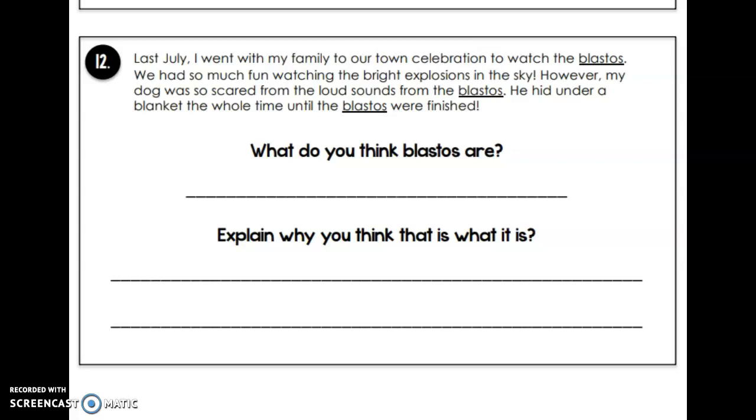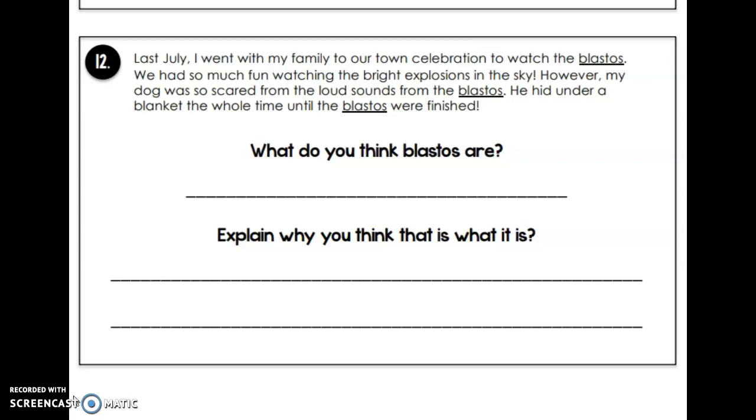So I've skipped down to number 2. It reads, last July I went with my family to our town celebration to watch the blast off. We had such a fun time watching the bright explosions in the sky. However, my dog was so scared from the loud noises from the blast offs. He hid under a blanket the whole time until the blast offs were finished. So what do you think the word blast offs means?